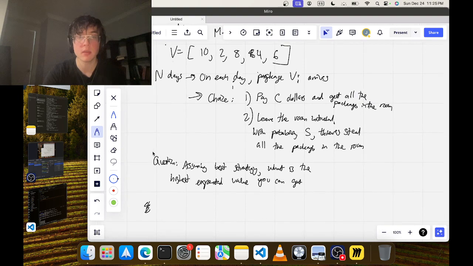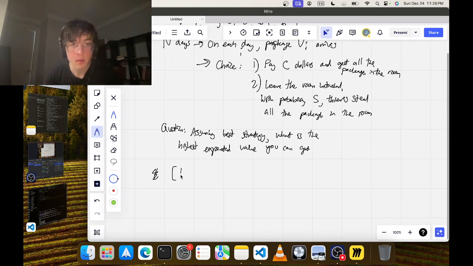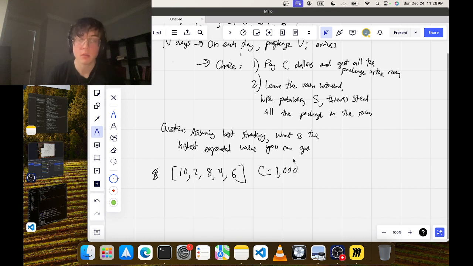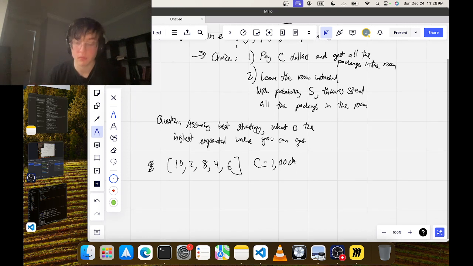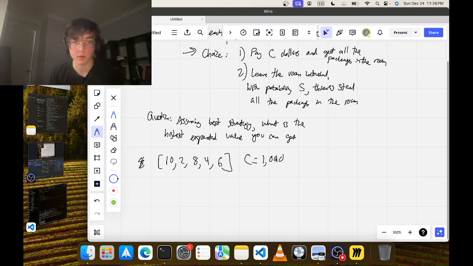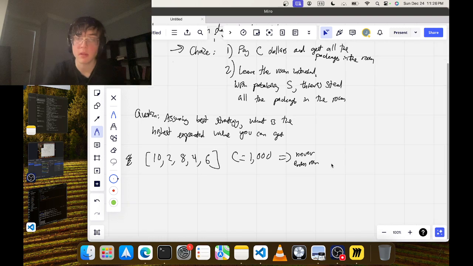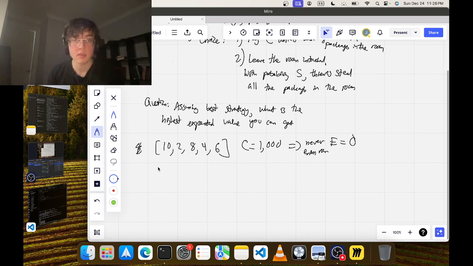So let's just say we have this v equals 10, 2, 8, 6, 4. And let's just say C is equal to 1,000. So you have to pay $1,000 to enter the room, right? Clearly, you're never going to pay this $1,000 because the packages are worth $10, $2, $8. So never enter the room. So then the expected value is 0.